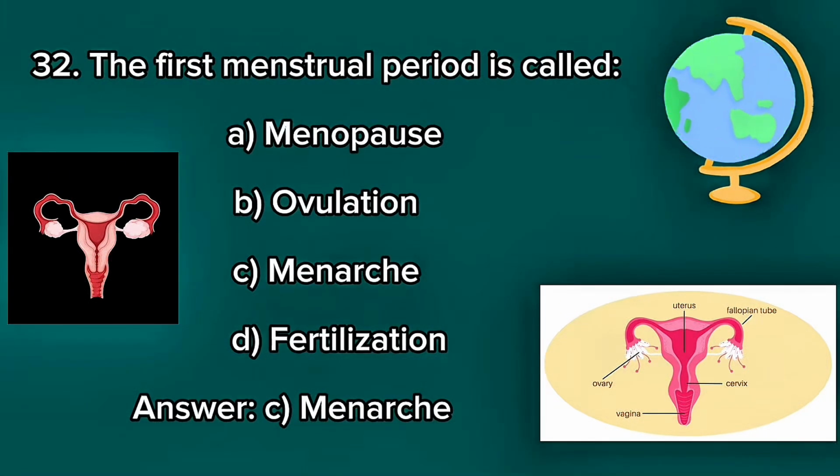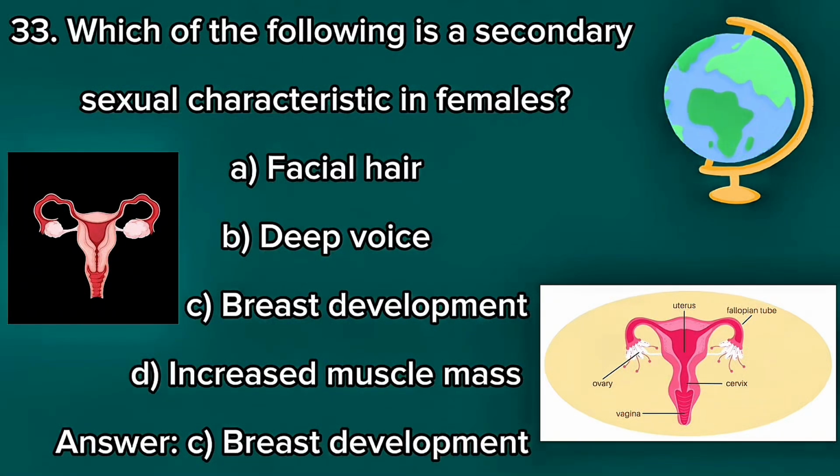The first menstrual period is called A. Menopause, B. Ovulation, C. Menarche, D. Fertilization. Answer, C. Menarche. 33. Which of the following is a secondary sexual characteristic in females? A. Facial hair, B. Deep voice, C. Breast development, D. Increased muscle mass. Answer, C. Breast development. 34.